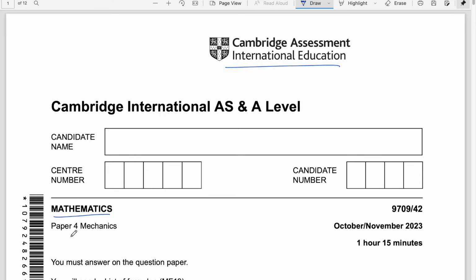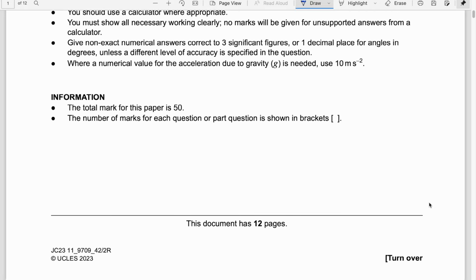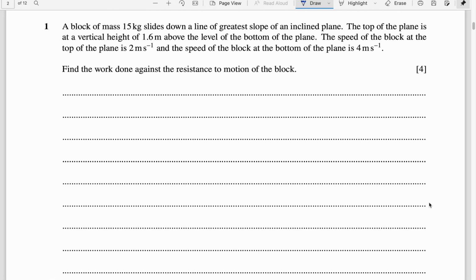Subject is Mathematics, Paper 4, also known as M1. Session is October-November 2023. Subject code 97009, paper variant 42. Question number 1.